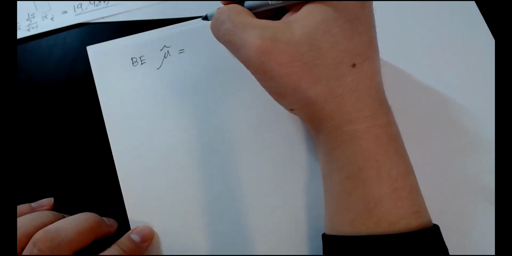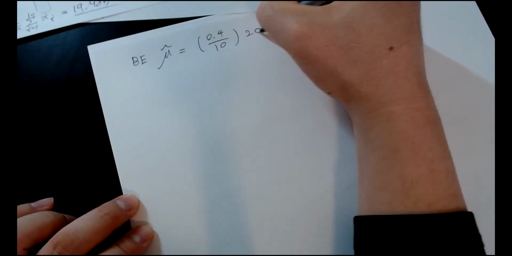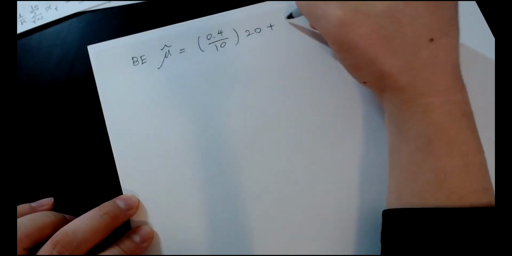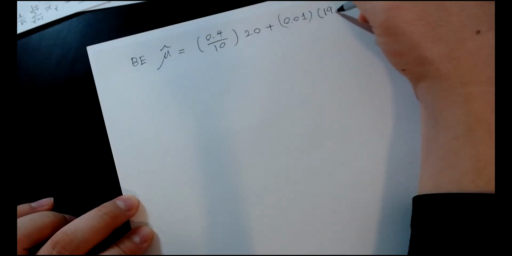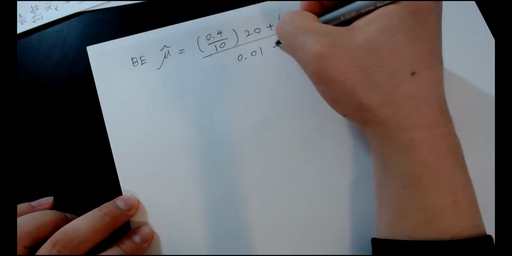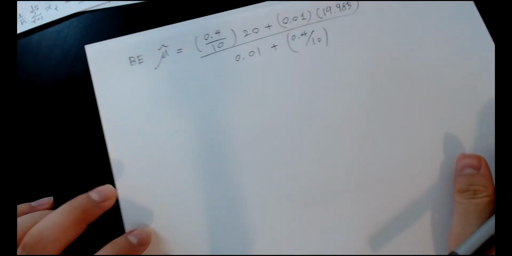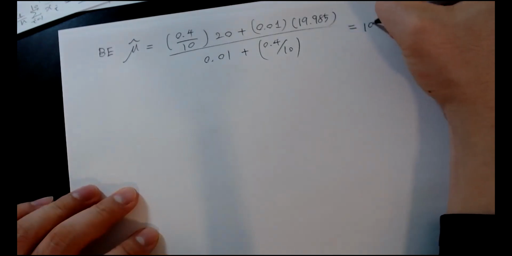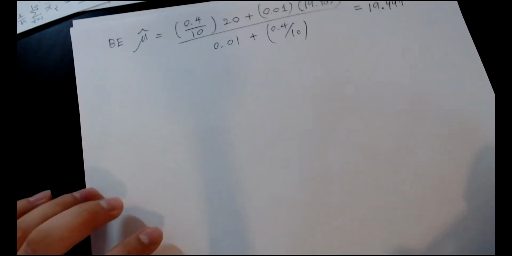So that's going to be 0.4 over 10, and then mu zero is 20, plus sigma zero square, which is 0.01, times x bar, which is 19.985, divided by sigma zero square, which is 0.01, plus sigma square over n, which is 0.4 over 10. Calculating this, we're going to get 19.997, rounding to three decimal places. So this is A.